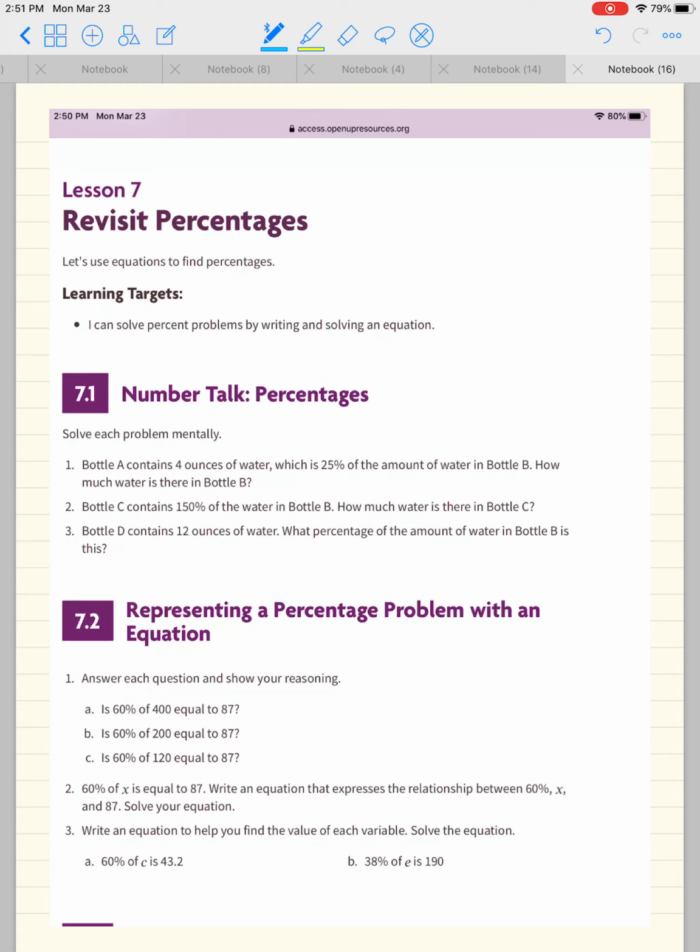This is going to be a little bit of a review, but it's been a really long time since we've done percentages, so if you're thinking, oh my gosh, I don't remember how to do that, don't worry. Let's look at today's learning target, which is I can solve percent problems by writing and solving an equation. Awesome. Before we get started on the lesson, I'm going to do a quick review.